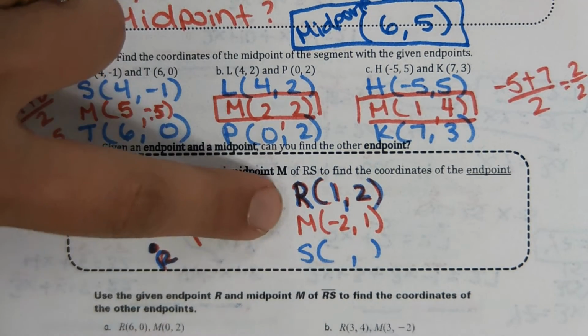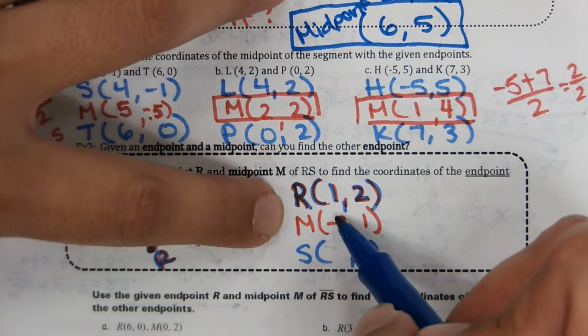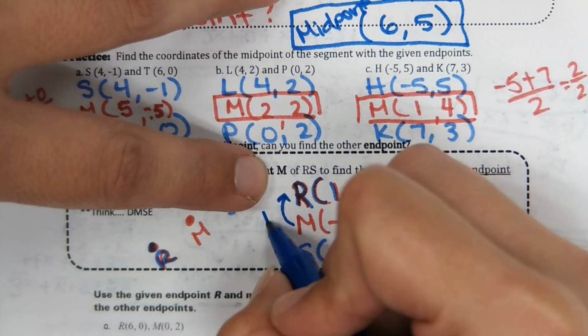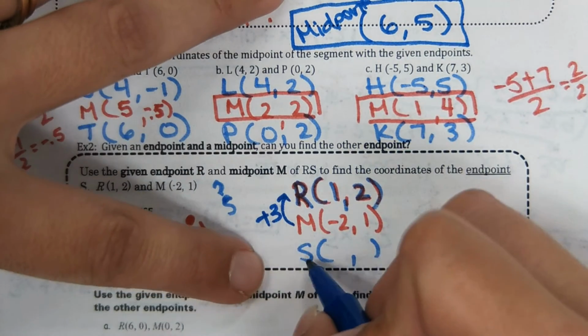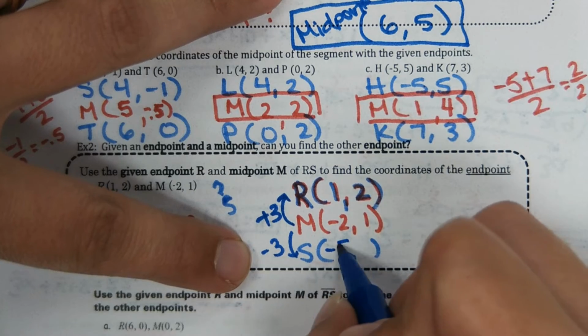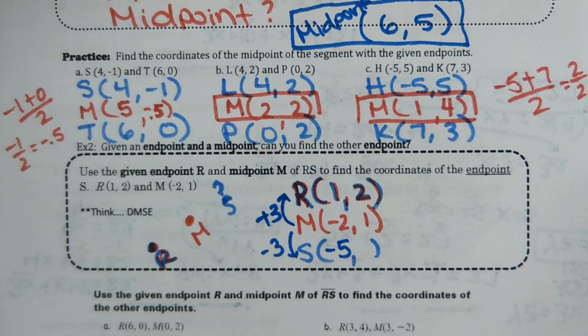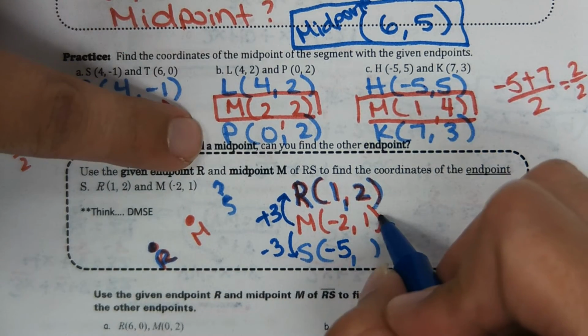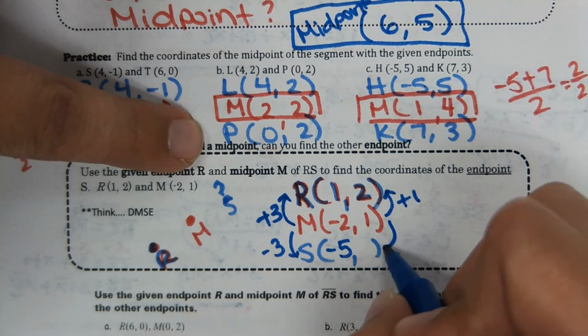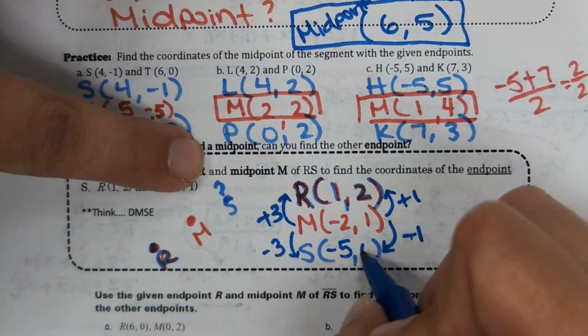Okay, so what you can do is look at how far this is. For example, -2 to 1 is going up 3. So to get S, we just have to go down 3. That would make this -5. Or from 1 to 2, that's up 1. So to get this coordinate, we just go down 1, so that would be 0.